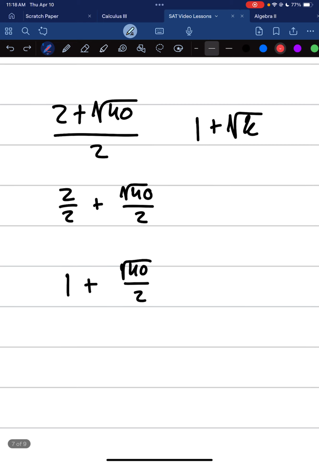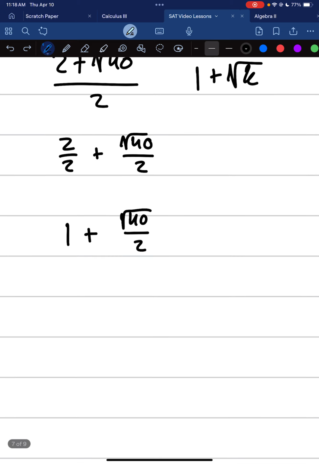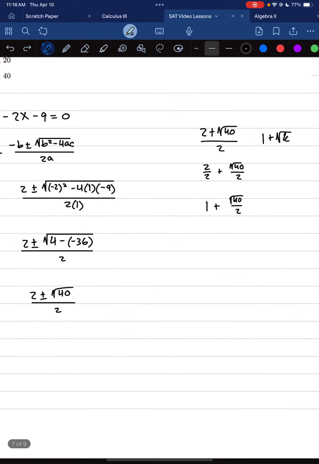The only issue is that in their form of the solution, they have just a radical, right? They don't have radical over 2. So we need to solve that. We need to get rid of this fraction. And here's how I can do that. I'm going to simplify this radical here. So I have root 40 and I want to simplify it.